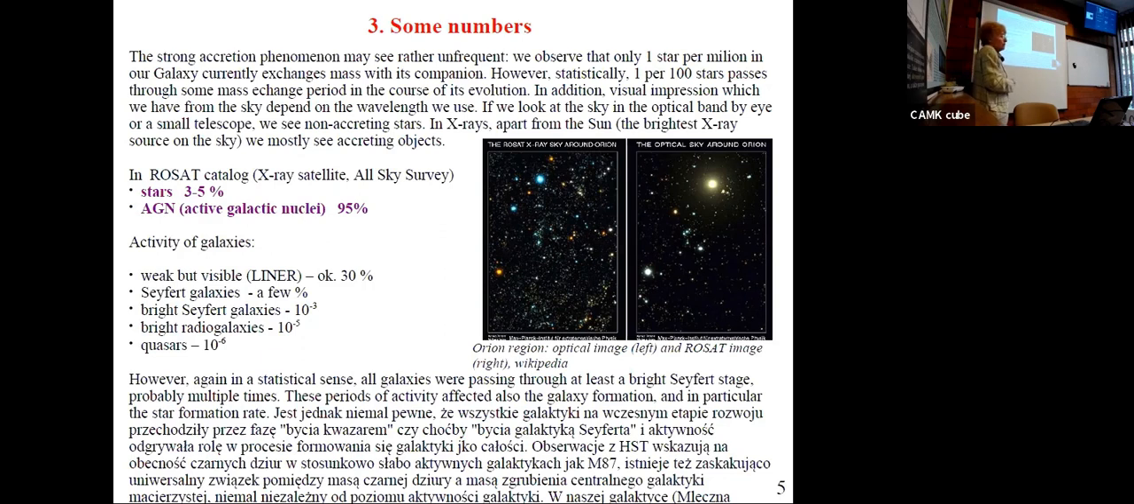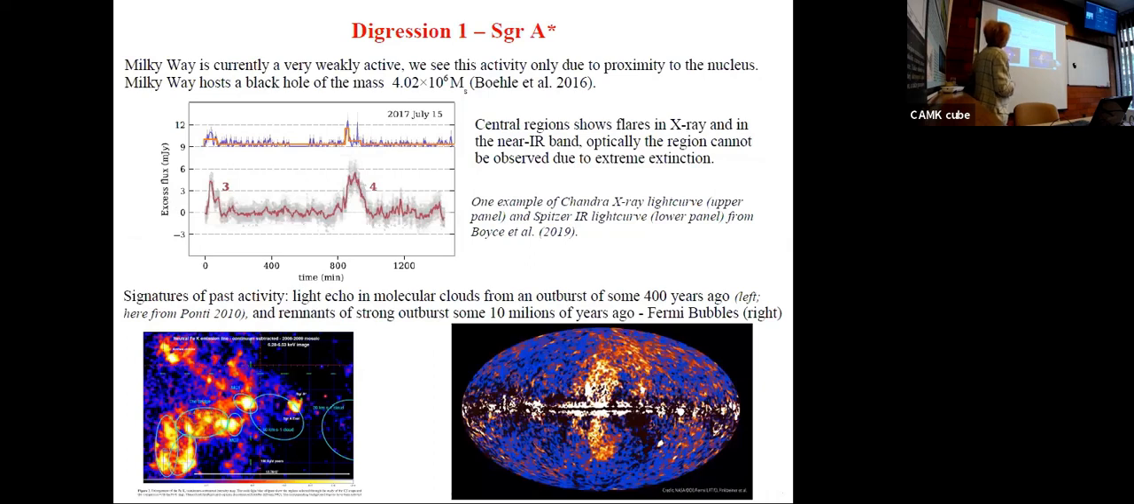Anyway, we know that all galaxies actually were active at some stage. So this is 100%. But okay, first digression about our galaxy, the Milky Way. This is normally classified, of course, as a non-active galaxy because there is not much material falling in. On the other hand, if you look closely into the nucleus, you see the galaxy contains a black hole of 4 million solar masses, a relatively current measurement, though maybe not the most current. This is measured on the basis of stars running around the nucleus.